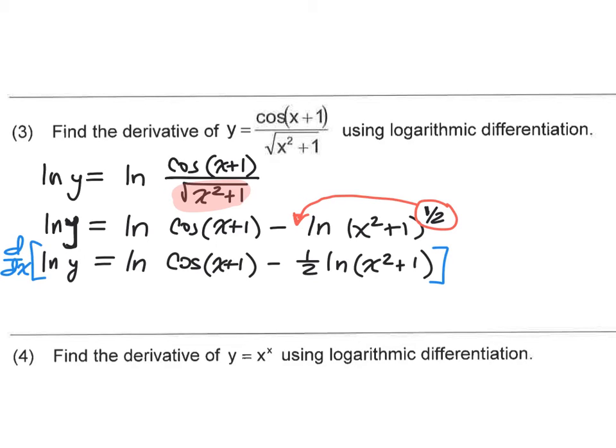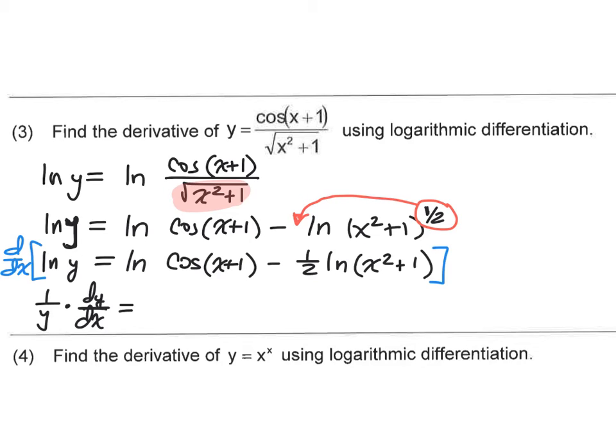The left-hand side is most frequently y equals. So if that's the case, then once we take its derivative, it's just going to be what it was before, 1 over y times dy dx. For each one of these logs, we're going to apply the log rule for derivatives.